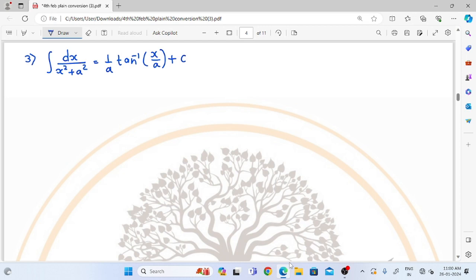So today we will learn the important formulas proof from the chapter integration. Two proofs we have already done. Now the third proof of integration.